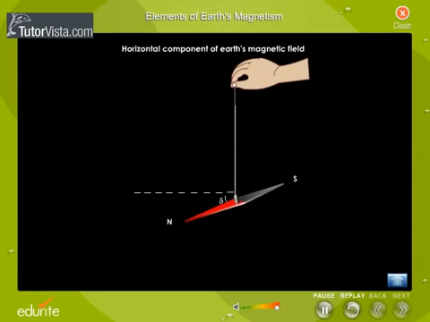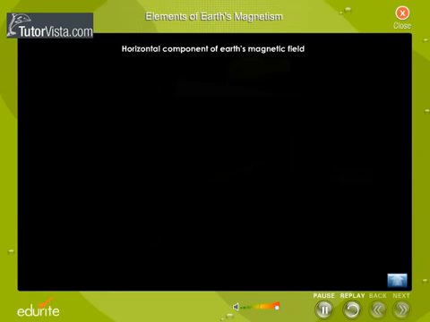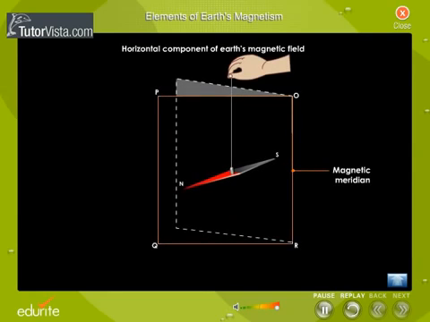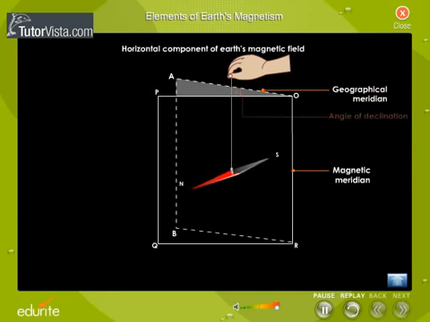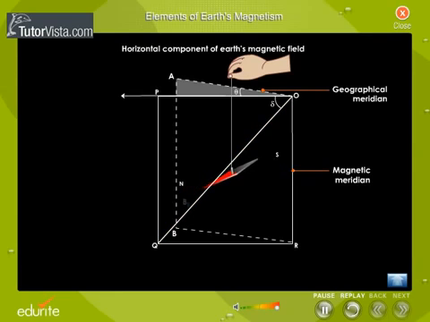Shown here is a freely suspended magnetic needle, NS. The vertical plane, OPQR, passing through its axis is the magnetic meridian. The plane OABR is the geographical meridian. The angle between these two planes is the angle of declination. The angle between the axis OQ of the magnetic needle and the horizontal OP is the angle of dip, delta. The axis OQ of the magnetic needle represents the direction of Earth's magnetic field, BE. The field BE can be resolved into horizontal and vertical components, BH and BV.